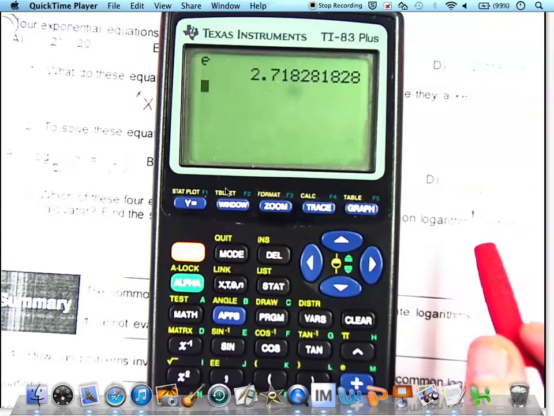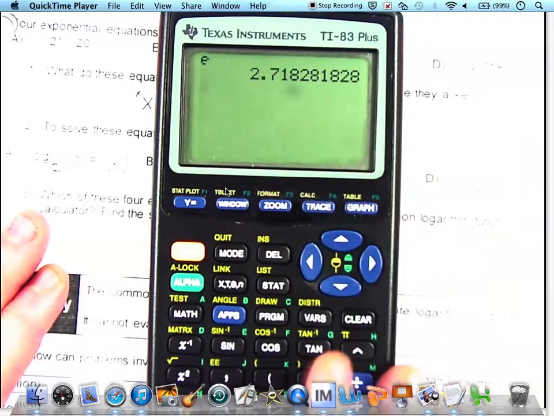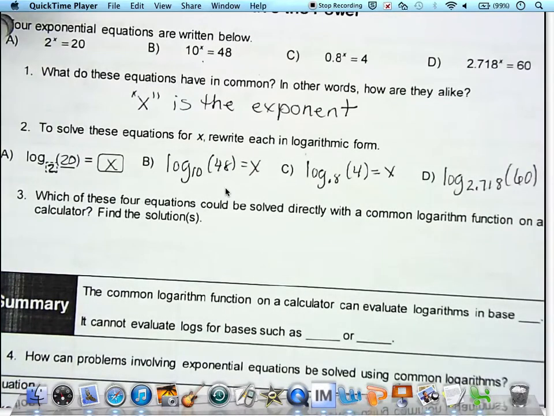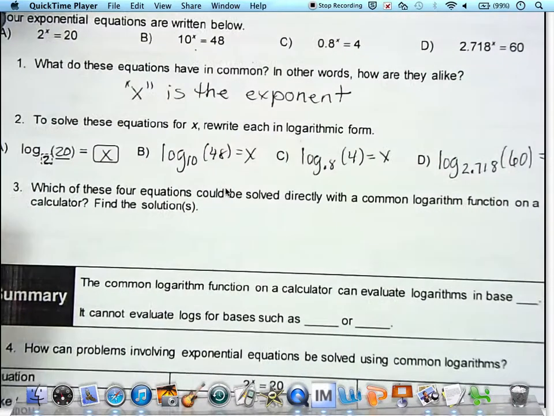And this E has to do with compounding interest continuously. You know how we compounded it daily and monthly and all that? But we never did it continuously. You have to use that number right there to do it continuously, and we may do some of that.